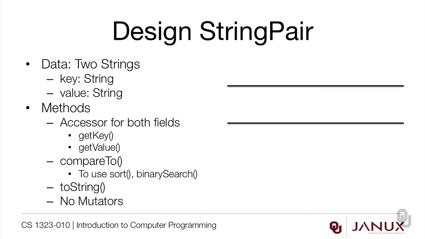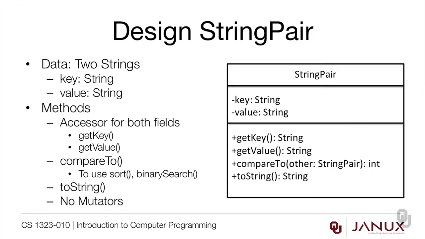Now, the thing that I don't have here is mutators, and there's a reason for that. In general, it's better to make classes immutable. Well, you'll say, what if the key or the value changes? Well, we can construct a new string pair. This isn't a large object, and so reconstructing it is just fine. That's really a much better design decision in many cases than creating a bunch of mutators and making your class mutable. There are some very difficult debugging problems that happen with mutable classes.